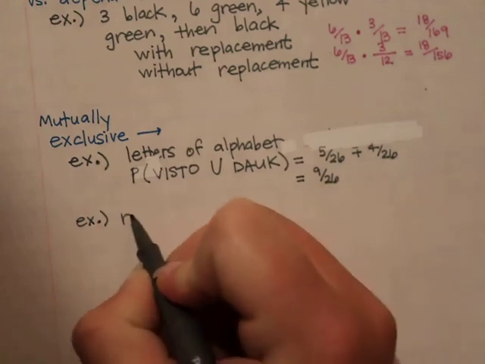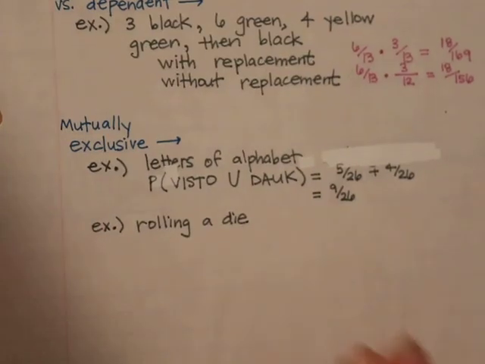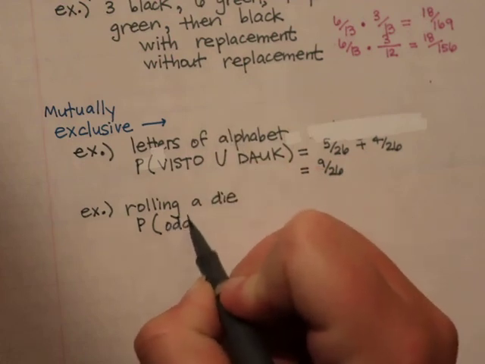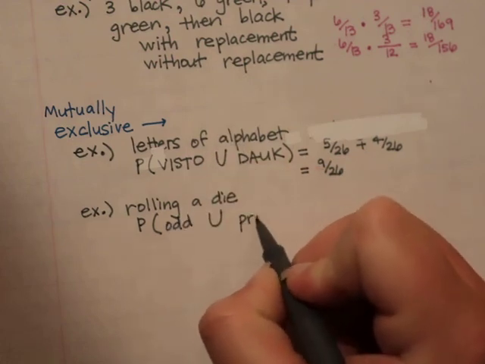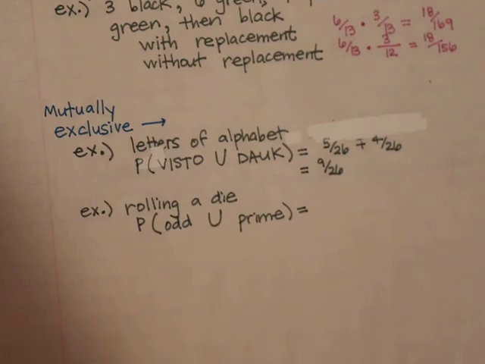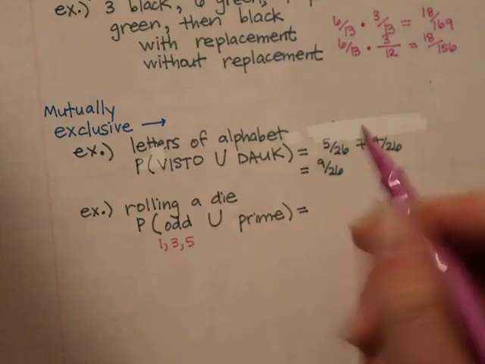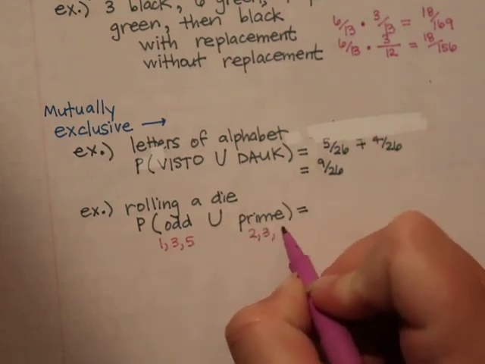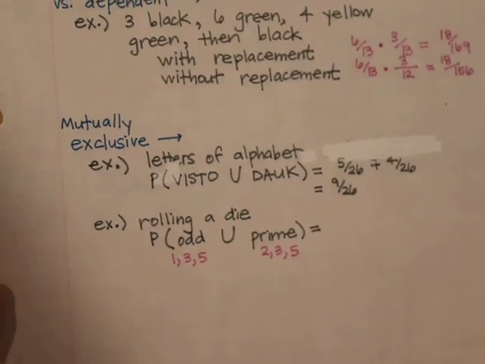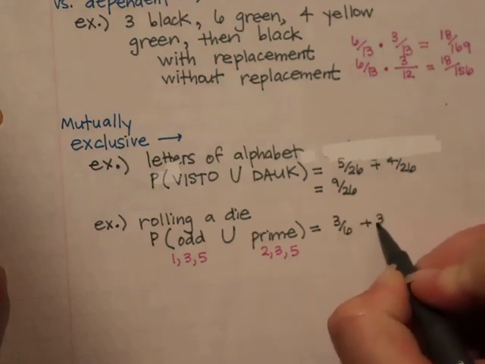So now I'm going to do my rolling a die example. Okay? And I want to know the probability of rolling an odd number or the probability of rolling a prime number. So this gets a little bit tricky because when I think about my subsets, odd numbers, I'm thinking about 1, 3, and 5. Prime numbers, I'm thinking about 2, 3, and 5. So I see some overlap, right? The probability of rolling an odd number is 3 out of 6. The probability of rolling a prime number is 3 out of 6.